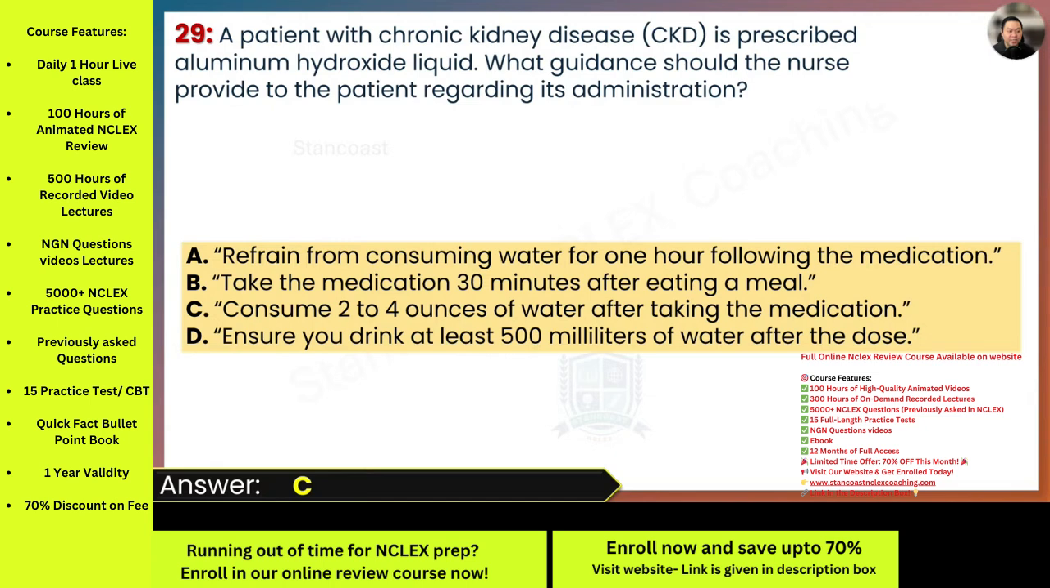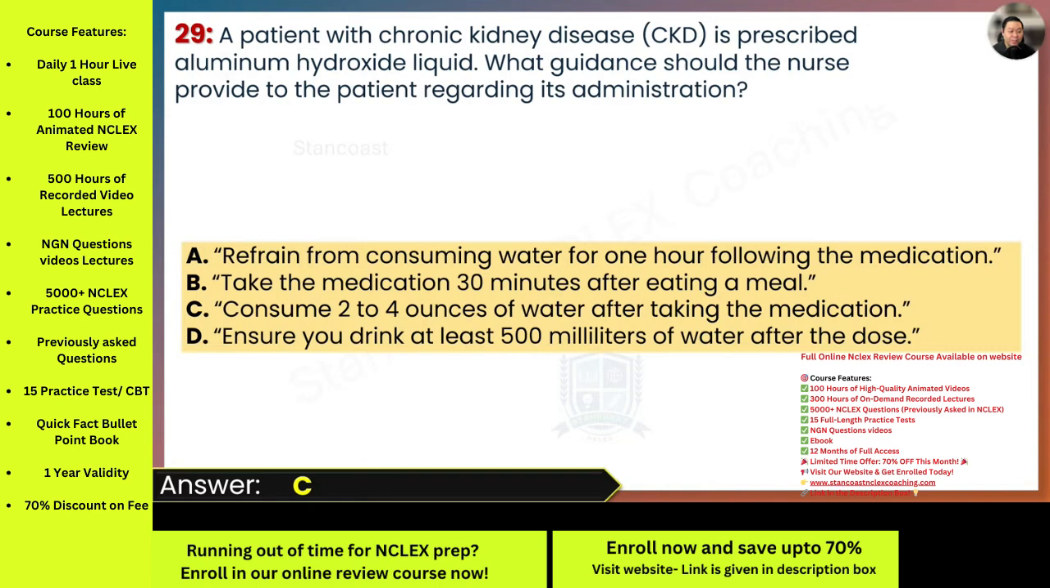Letter B, take the medication 30 minutes after eating a meal. This is incorrect because antacids like aluminum hydroxide should be taken on an empty stomach for maximum effectiveness. And when taken after meals, the stomach may already be producing acid in response to the food, which could make the antacid less effective.